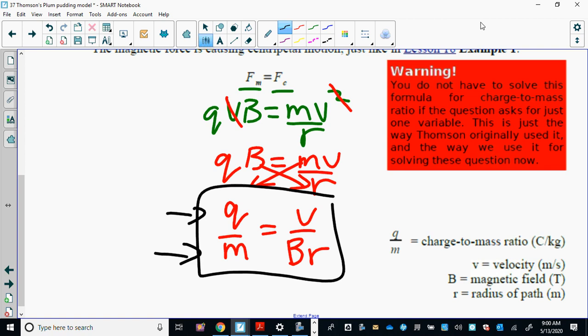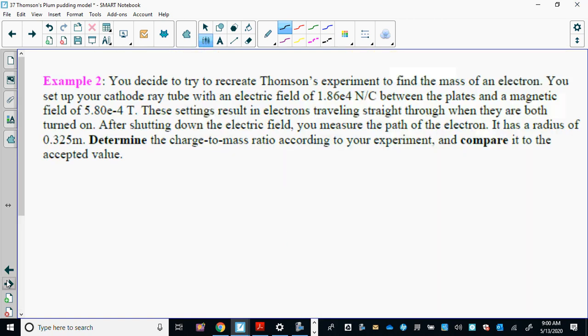It's pretty darn ingenious. All right, so let's go to a specific problem. You decide to recreate Thomson's experiment to find the mass of an electron. You set up your cathode ray tube, blah, blah, blah.